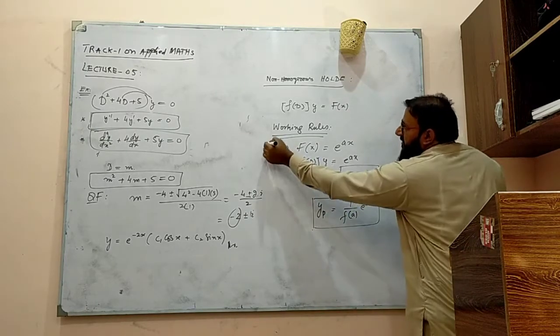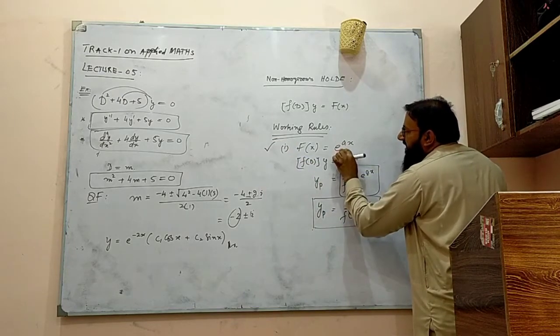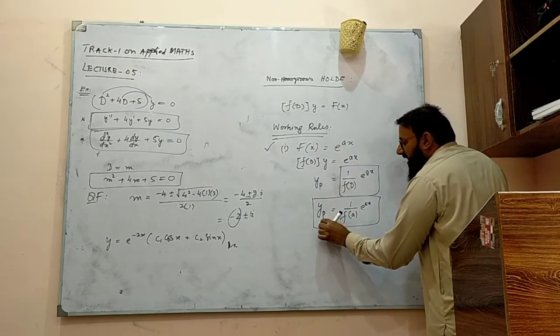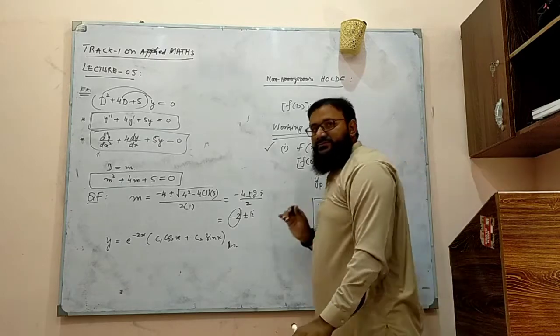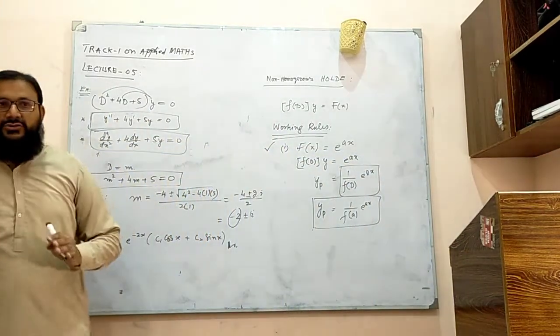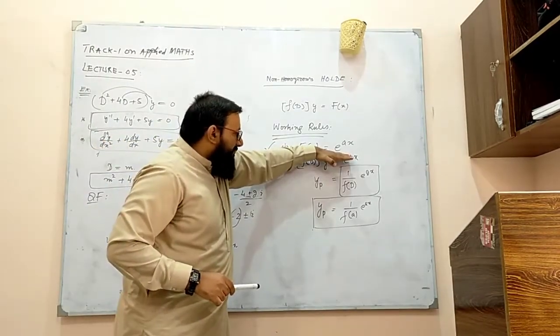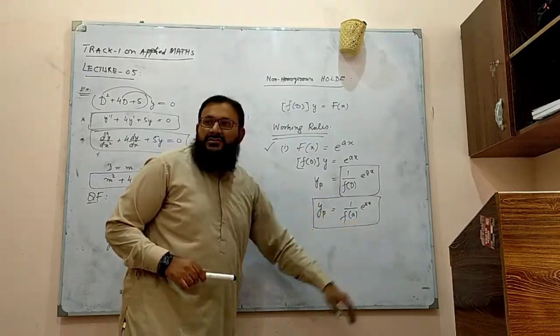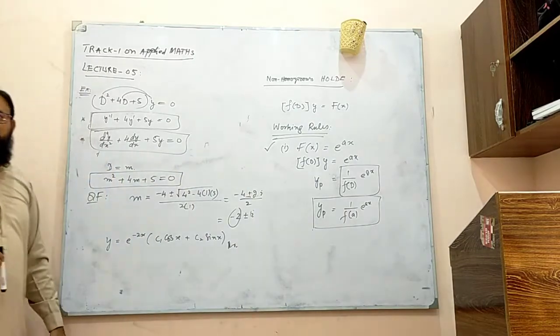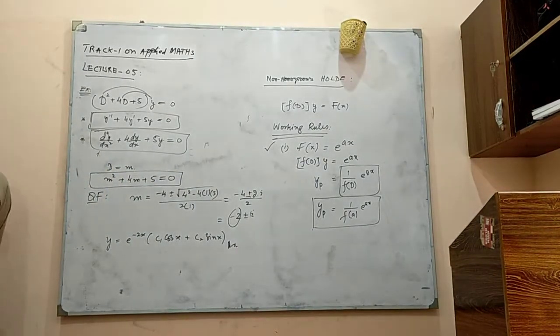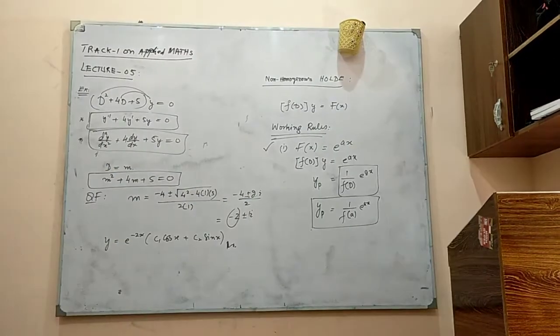So this is the first working rule. When your right hand side is e raised to ax, your yp is going to be only this. And there is a proof behind that, but we are not going to discuss that. When your right hand side is of this form, you are finding yp, and this is the method for that. What is the problem with this one? f of a should not be 0.